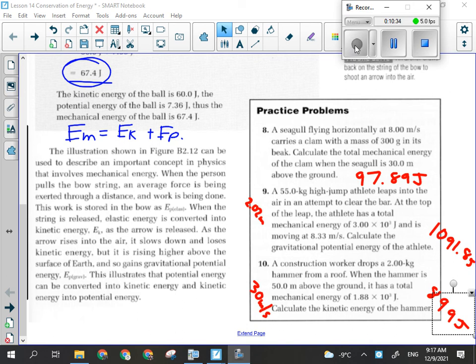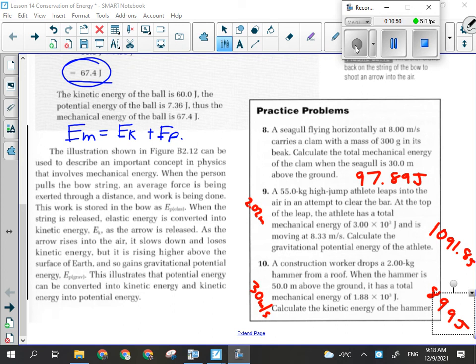All right, so for number one, we're just following this formula exactly. We're calculating mechanical energy, okay? We know that it's the sum of an object's kinetic, which the seagull has because it's moving at 8 meters per second, and its potential, which we know it has because it's 30 meters above the ground.